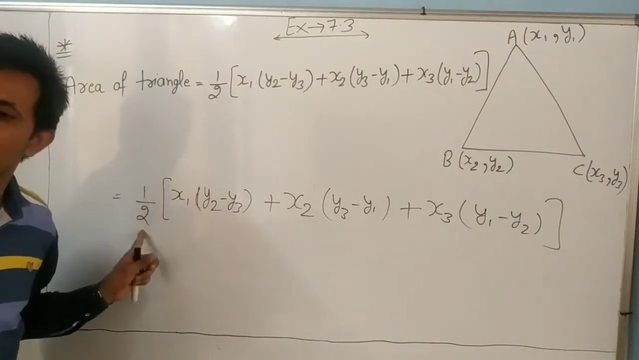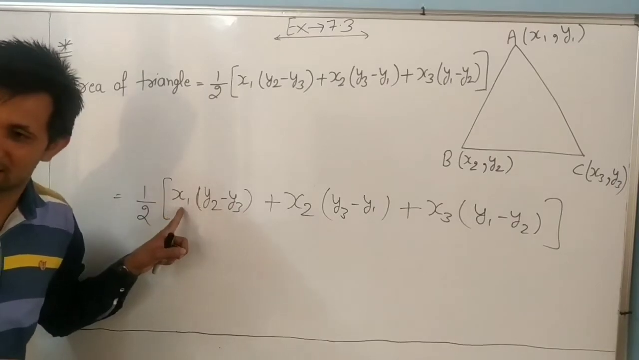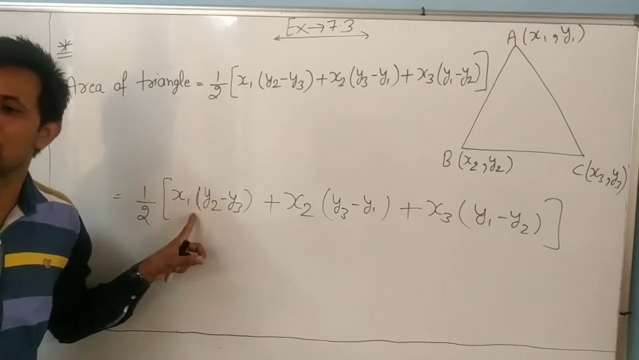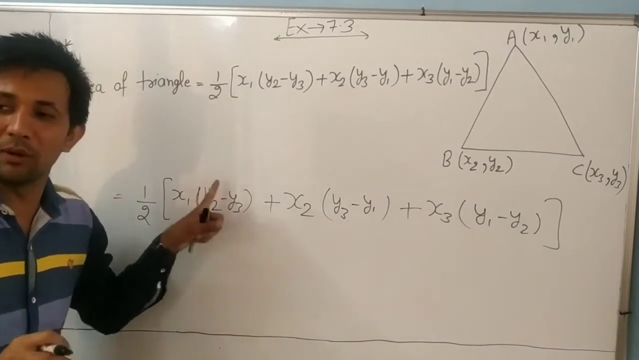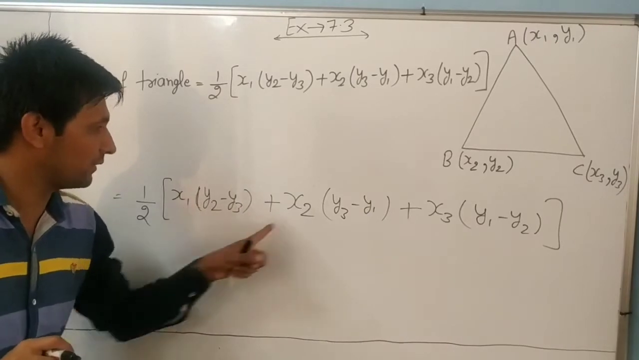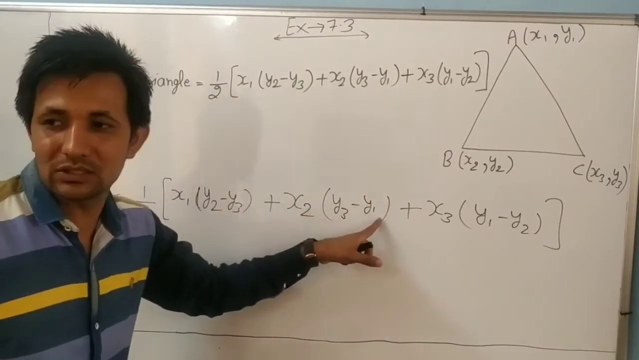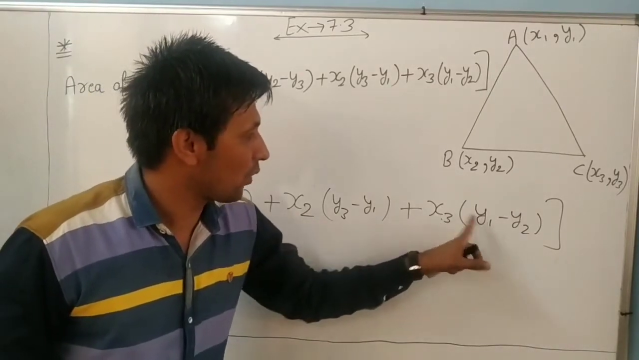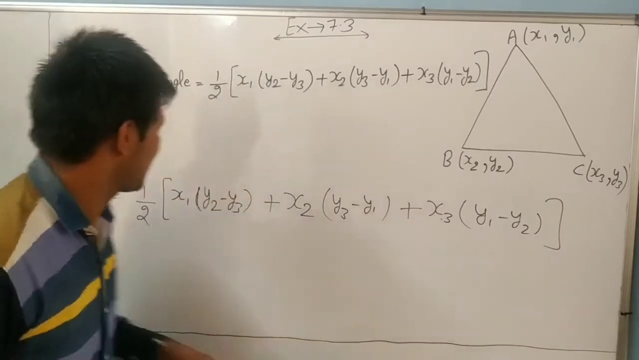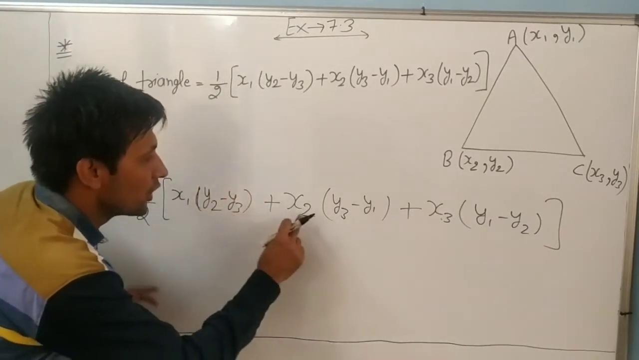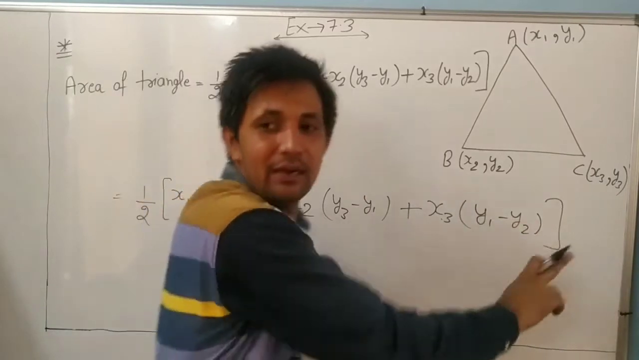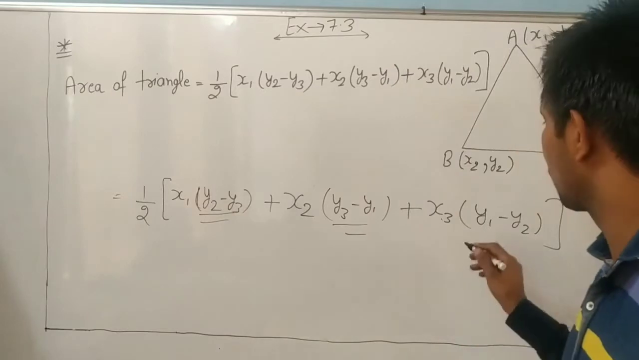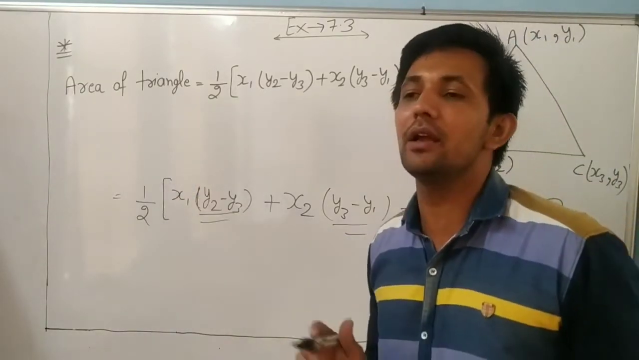Multiply by 1/2, bracket starting. First is x1, and inside the bracket we write the y coordinates. After 1 what comes? 2. y2 minus y3. Now after x2, y3 minus y1. After x3, now after 3, 1 and 2. It's very simple here: 1 2 3, 2 3 1, 3 1 2. But remember, inside the bracket whose coordinate? Y coordinate. Okay, y coordinate, and multiplied by 1/2.